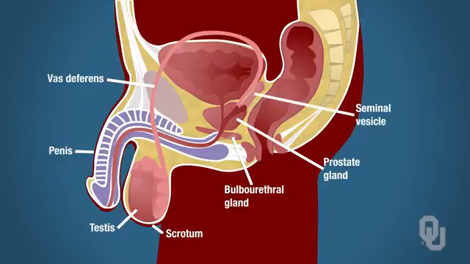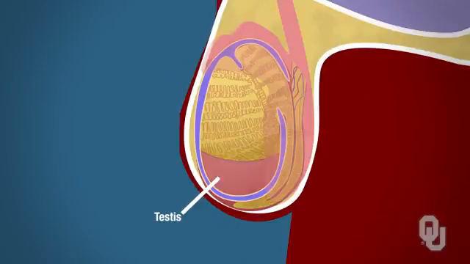You have to have a basic understanding of location in order to understand function and how all these structures work together. We will begin with the testes, the male gonad.